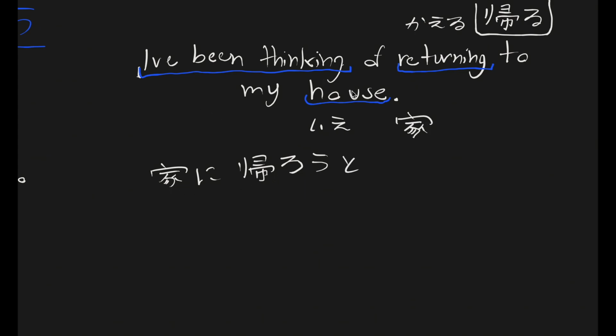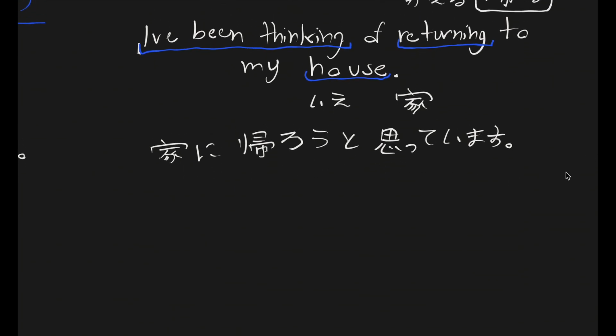So, ie ni kaero to. And then I've been thinking. So, it's trying to say I've been thinking for a while. Not just currently thinking, you've been thinking for some time. So, the ending would be to omotte imasu. So the full sentence translated of I've been thinking of returning to my house would be ie ni kaerou to omotte imasu. Ie ni kaerou to omotte imasu. That is, I've been thinking of returning to my house.